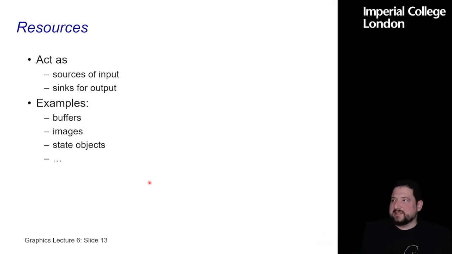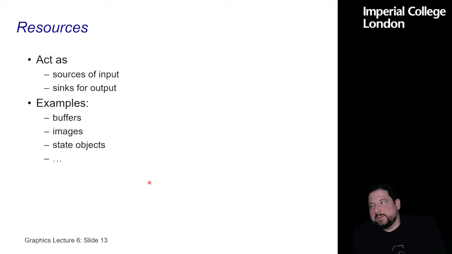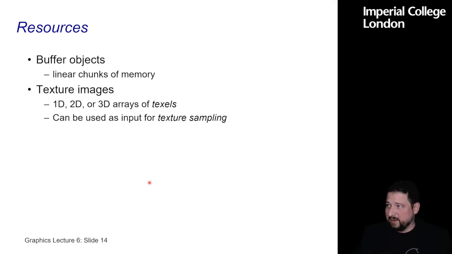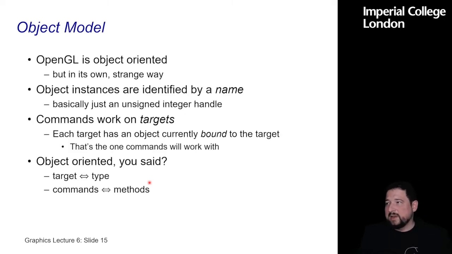So resources act as sources of input or sinks for output, for example, buffers or memory areas, images, state objects, textures. All of these are resources in OpenGL speak. Buffer objects, for example, are linear chunks of memory. It's just really an alloc. And texture images are also linear chunks of memory, but texture images can be interpreted slightly differently by hardware, specific hardware units. So you can have 1D, 2D, or 3D areas of texels, which can be used with specific texture sampling hardware, which also gives you linear interpolation capabilities. Very, very powerful in graphics programs.